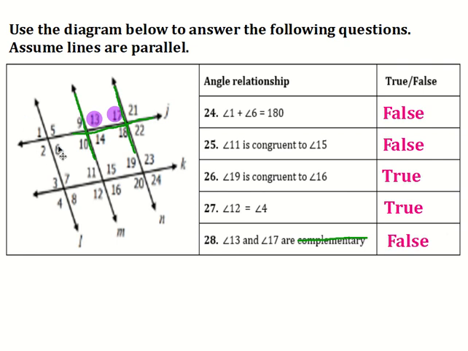Remember, all angles with your parallel lines are either going to be congruent, equal to each other, or supplementary where they add up to 180.